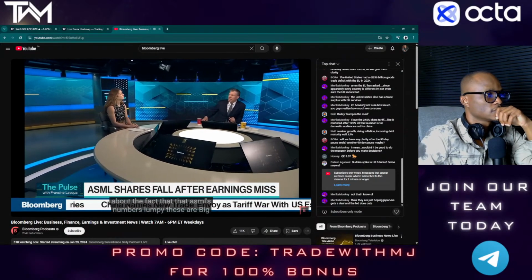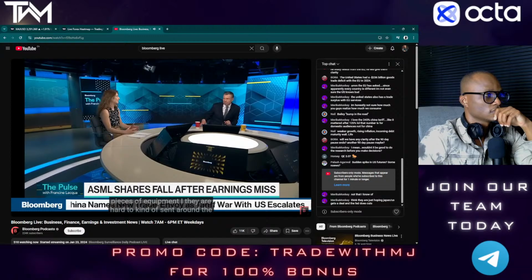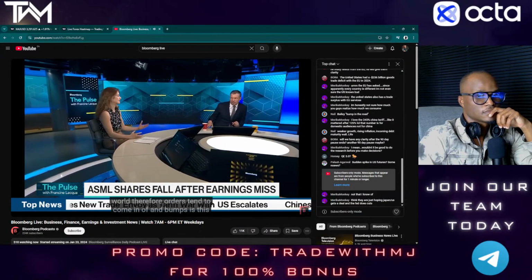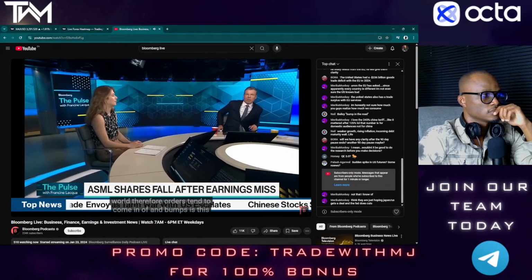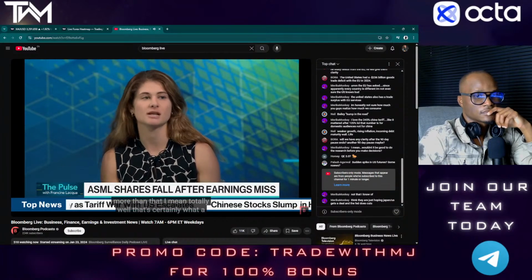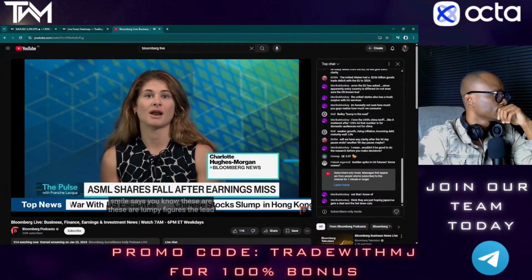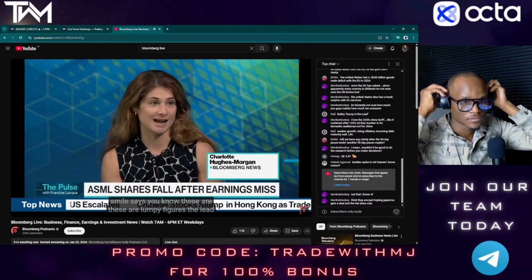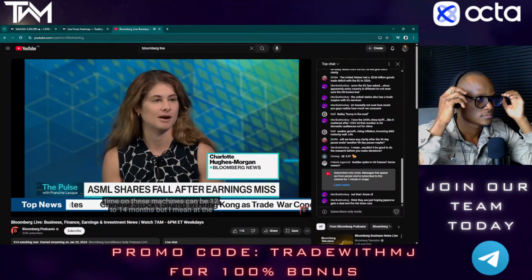Is this more than that? I mean, totally. Well, that's certainly what ASML says. These are lumpy figures. The lead time on these machines can be 12 to 14 months. But you look at the shares, down 7% at the open, I think still down around 5%.